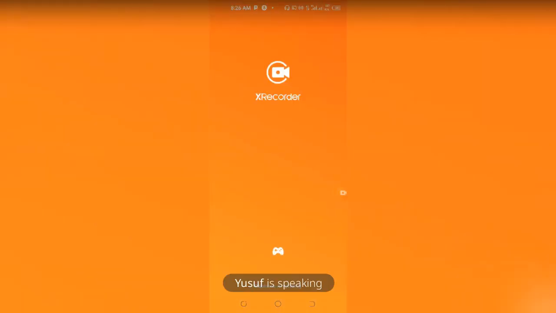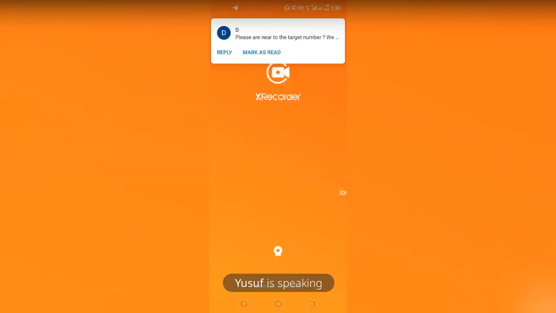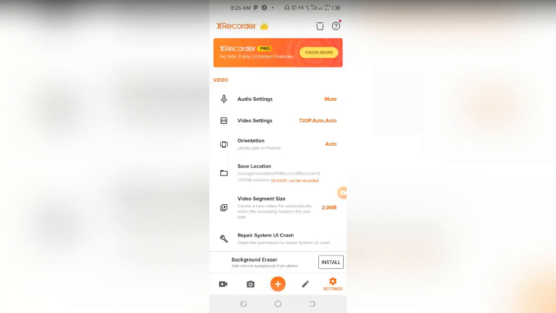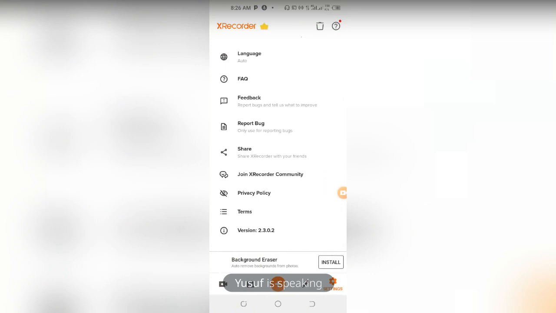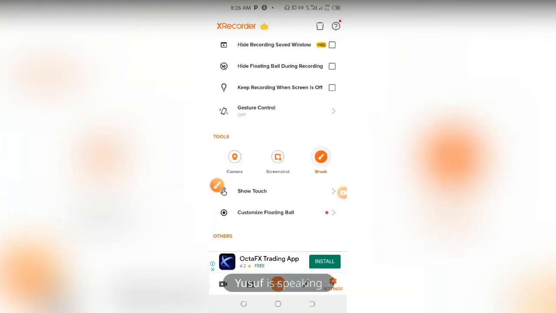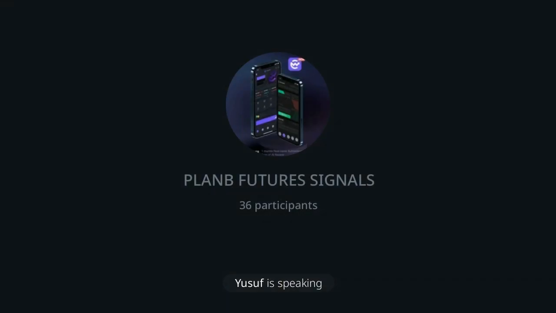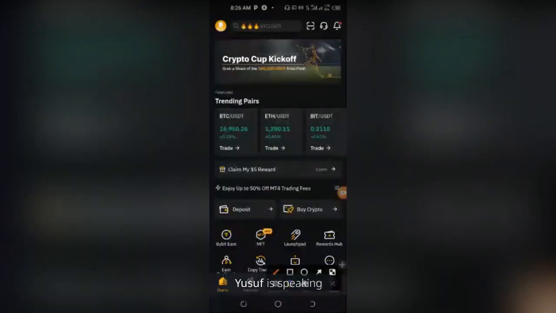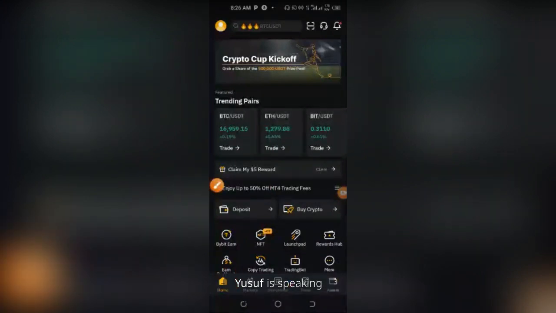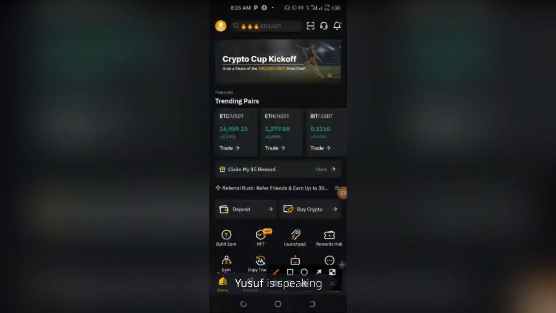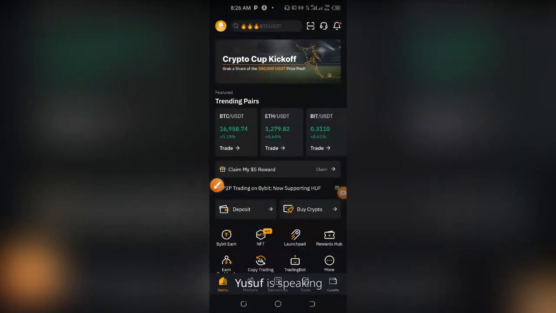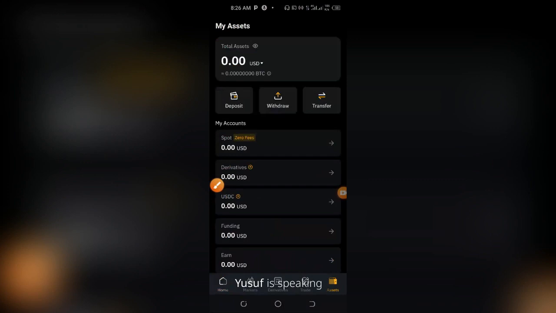So the first thing to do after opening your app, from home, you know, when you open, it will show from home like this. So from home, the next thing to click on is assets here. When you click on assets, then you come and click on deposit.